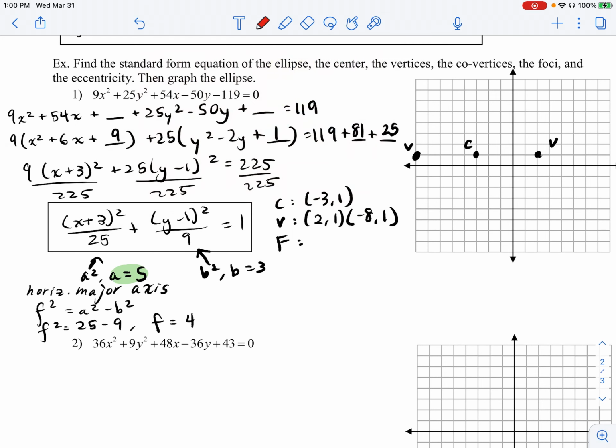I'll do this in a different color. 4 units away on each side. So there's my first focus. There's my second focus. So I can write this as 1, 1 and negative 7, 1.